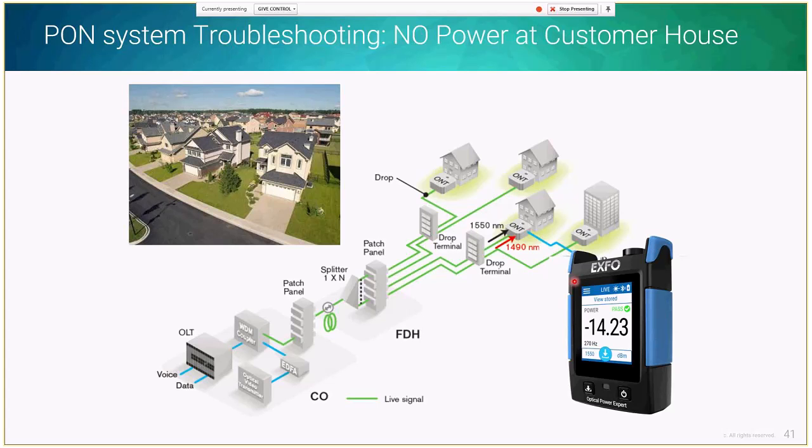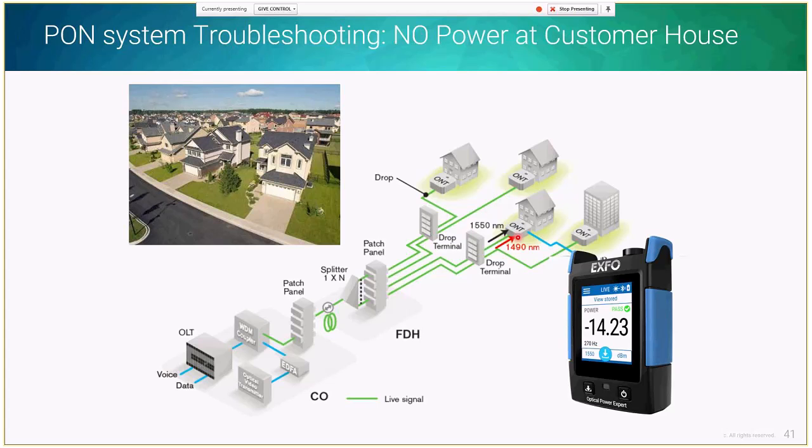So if we go to the customer house and we have this no power at customer house problem, what is the wavelength that I'm going to use for a PON? I know my downstream is at 1490, so I will pick up perhaps 1490 nanometers and I will measure here. But what if I have video, like we had on the coax cable, the TV signal being transmitted on the coax at different wavelengths, as we may have it on the fiber as well. So it's important for the field engineer to know exactly what he's measuring.